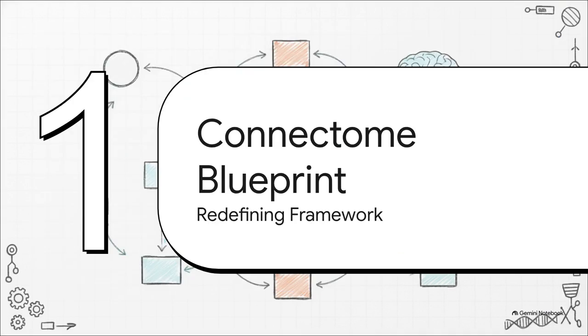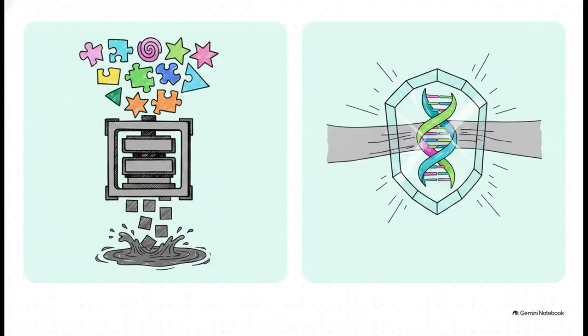Section 1. Blueprint of the connectome. Redefining the framework. Okay, starting with Insight I. Standard sequence models and honestly most bureaucratic institutions are constantly chasing what's known as statistical convergence. This is basically an aggressive, lossy downsampling just to fit into some low-resolution collective baseline.